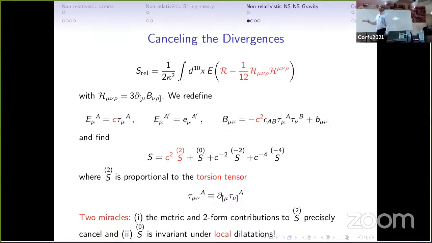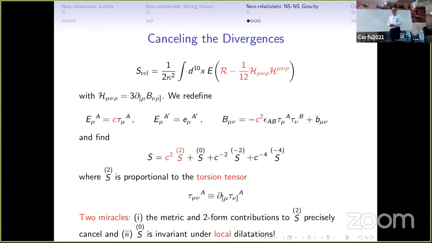So, in hindsight, it's of course very logical, but this is what we didn't realize at first: here the same thing happens, because c goes to infinity, but the B field also gives you some geometry. Could it be that the divergence coming from this term cancels the divergence from that term? And that's exactly what happens. In fact, it's one of the two miracles. The divergences arising from the kinetic term of the metric and the two-form in this kinetic term exactly cancel. So we can take the limit without imposing any geometric constraint.